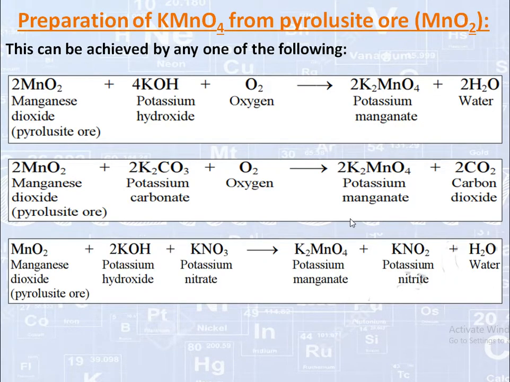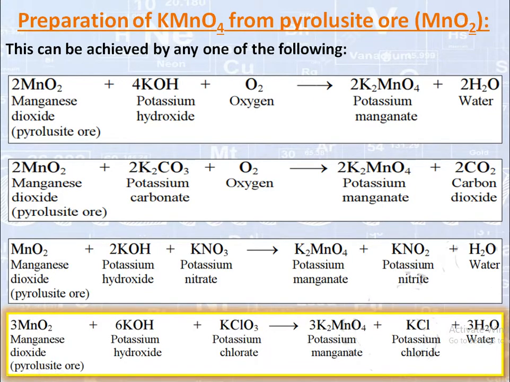Next reaction is when manganese dioxide fused or heated with potassium hydroxide in presence of any oxidizing agent, that is potassium nitrate, we will get potassium manganate and potassium nitrite and water as a byproduct. So MnO2 plus 2KOH plus KNO3 gives K2MnO4 plus KNO2 plus H2O.